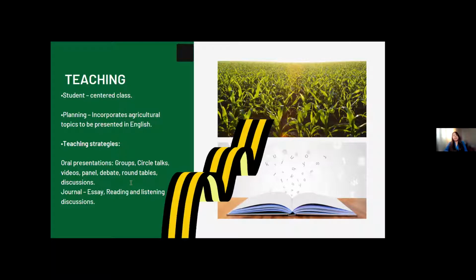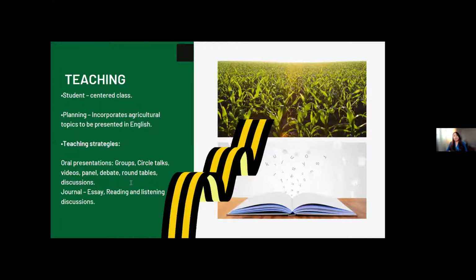On the other hand, the teaching strategies could be the same as we can implement in a regular class. The difference in this case is that every activity has a cultural component linked with the language and the new academic learning. Among these teaching strategies, I practice with my students oral presentations, group work, circle talk, video presentations, panels, debates, roundtables, discussions, and with writing, we practice journals, essays, and reading and listening discussions.